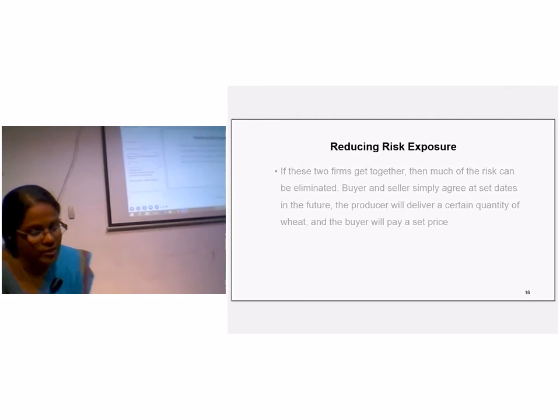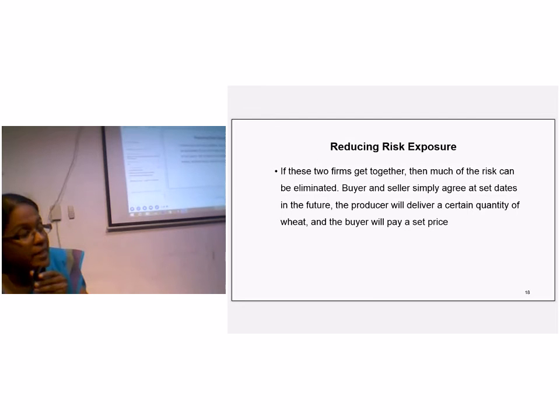Reducing this exposure. If these two firms get together, then much of the risk can be eliminated. Buyer and seller simply agree on set dates in the future. The producer will deliver a certain quantity of wheat and the buyer will pay a set price. Right? So this is the foundation. Now we are coming to the forward contracts. This is the basic foundation for the forward contract.